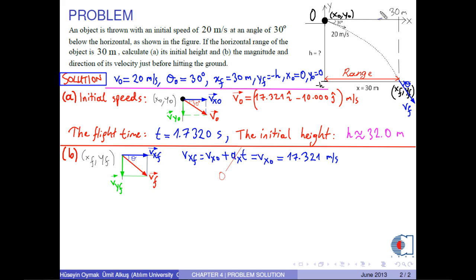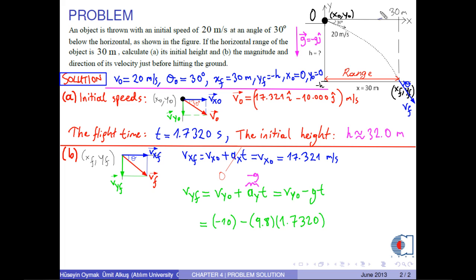Next, the y component of the final velocity is calculated by this formula. Here, ay is equal to minus g. Then we have vy0 minus g times t. With the corresponding numerical figures, we obtain negative 26.974 meters per second.